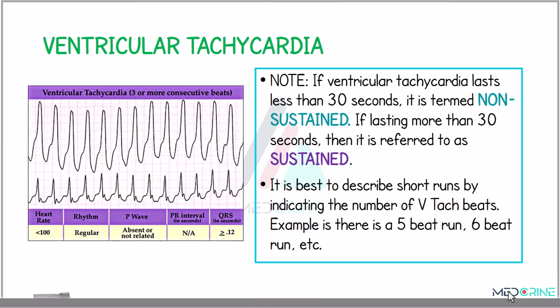Looking at this electrocardiogram image that we have, we are basically seeing a ventricular tachycardia with 3 or more consecutive beats. The heart rate is less than 100 beats per minute, regular, and the P waves are not related, and in other cases they are absent. And the PR interval, like we mentioned, cannot be measured.